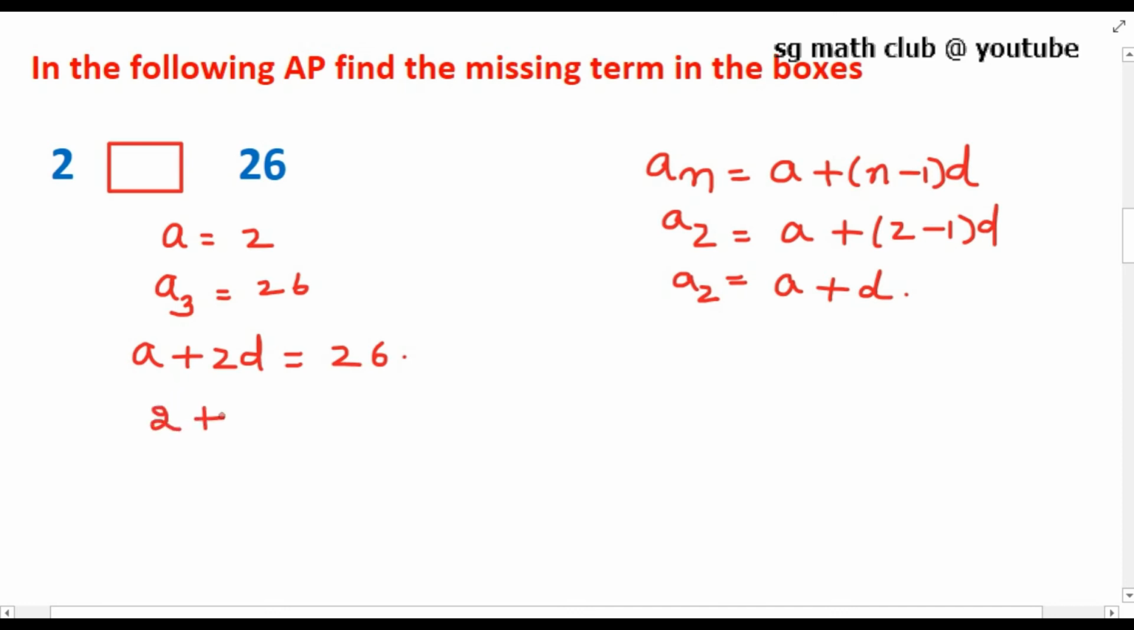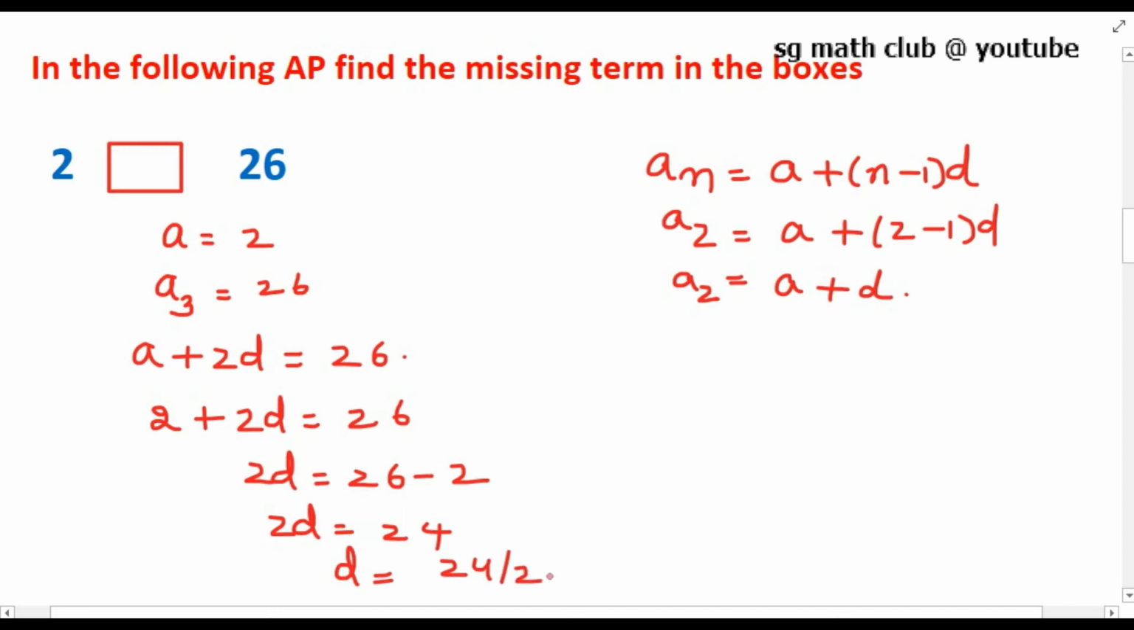First term I know it is 2, so 2 plus 2d equal to 26. 2d equal to 26 minus 2. So 2d equal to 24 and d equal to 24 divided by 2, which is 12. So a2 is first term plus 12. The common difference is 12. So my second term is 14. So you can fill the box with 14.